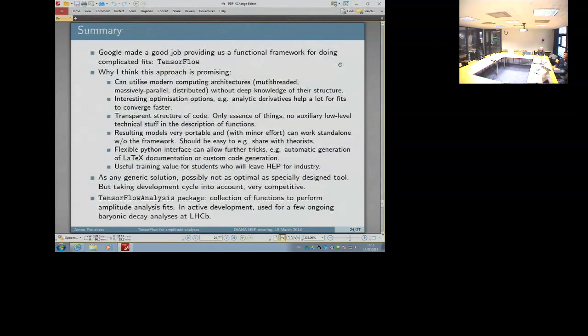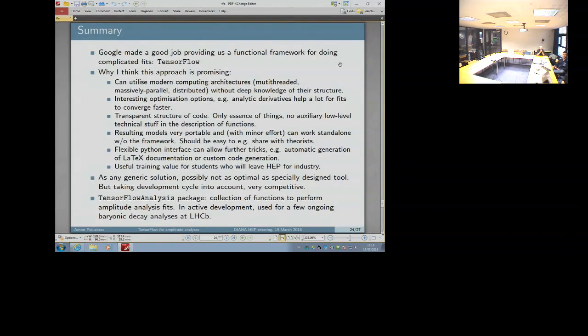So I think this approach is quite promising, although of course there are still some issues. You can utilize, at least in theory, modern architectures. You can compile the code for whatever multi-threaded or GPU backend. There are some interesting optimization options. For instance, the analytic derivative is, as far as I understand, a unique feature, and I'm not sure if anyone has ever implemented it in any other amplitude analysis framework.